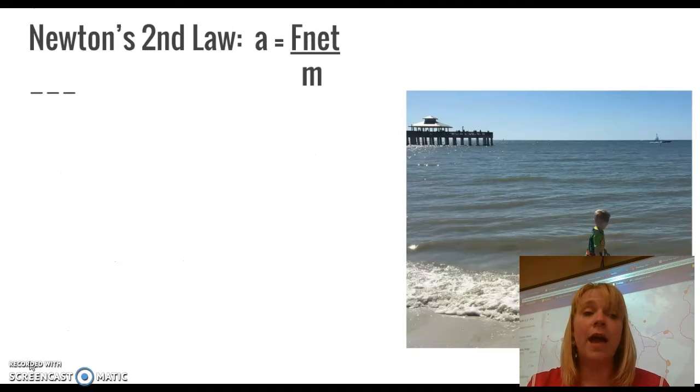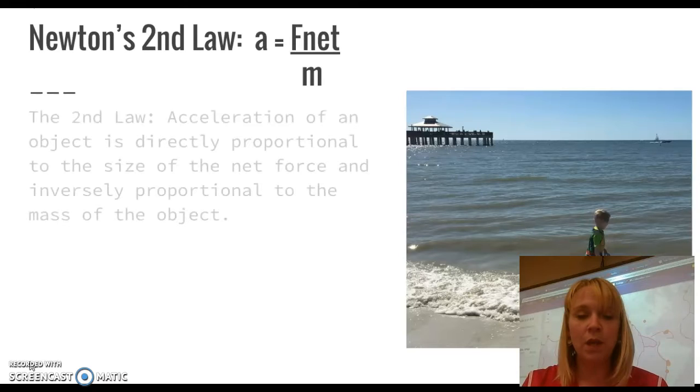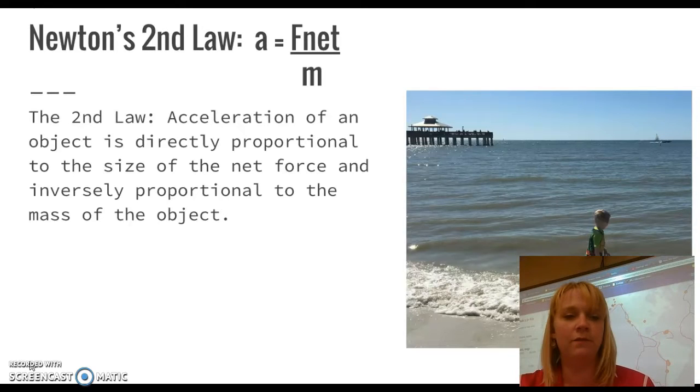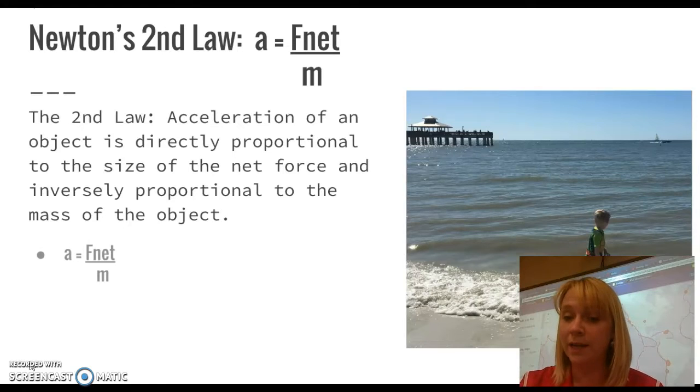Now using the second law, you have a little bit more mathematics involved. Acceleration equals F net over m, and we talked about how the acceleration is directly proportional to the size of the net force, in the same direction as the net force, and inversely proportional to the mass of the object. Hopefully by now you're starting to make sense of what that all is.